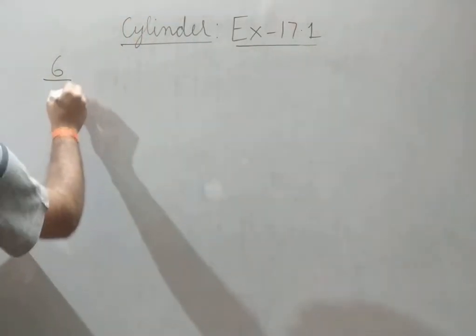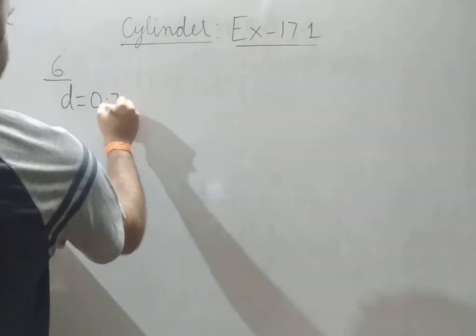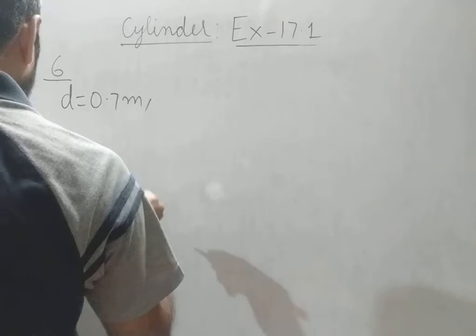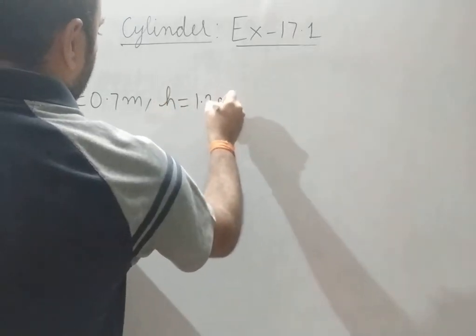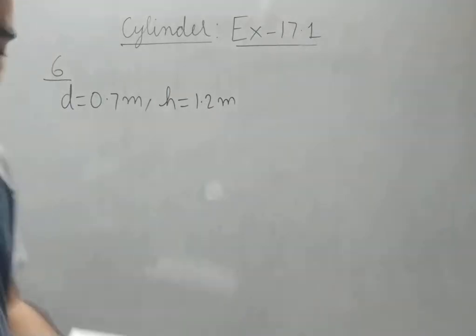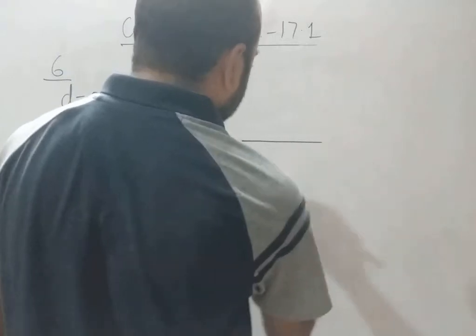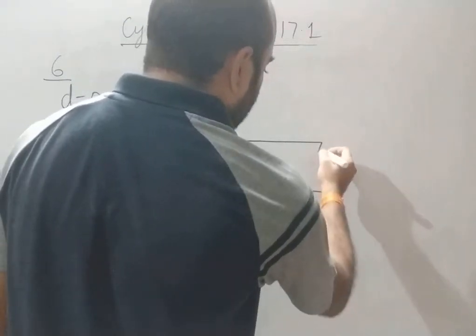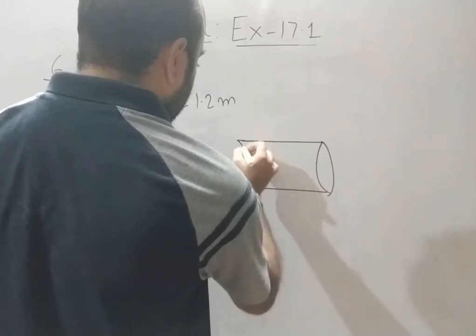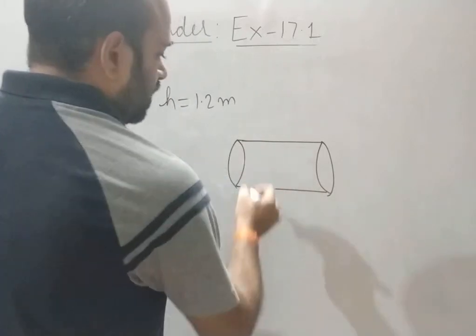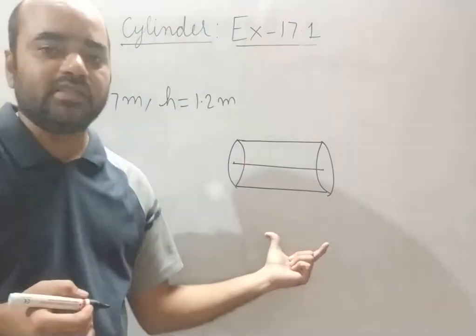So diameter is 0.7 meter and width is given. You will see, width means height is given. Why? Road roller means that will be in this shape. Correct? This kind of road roller is there.